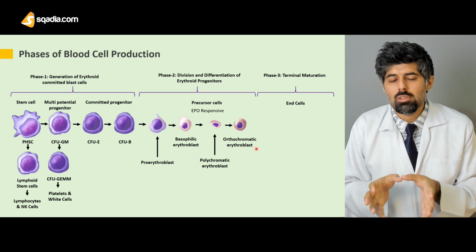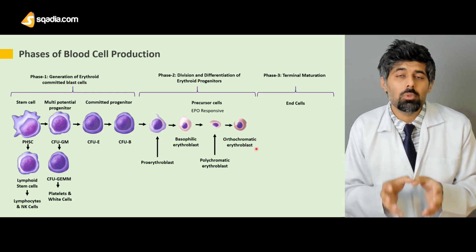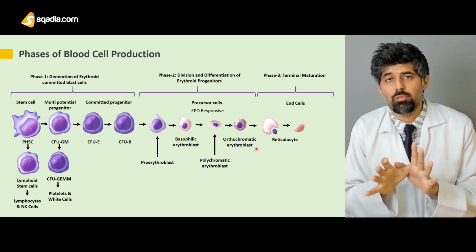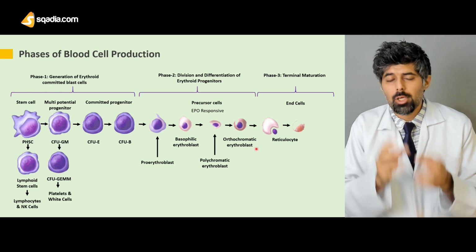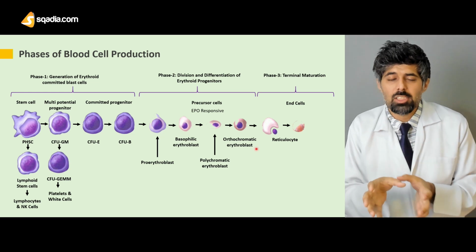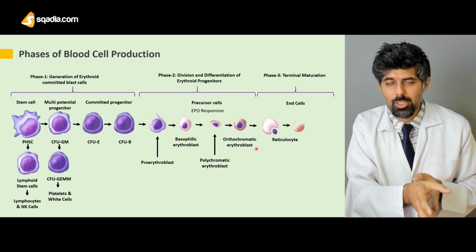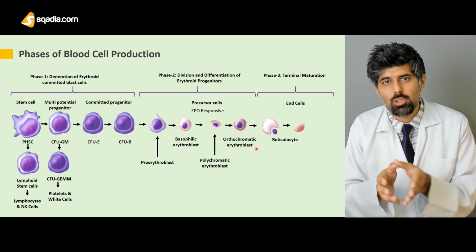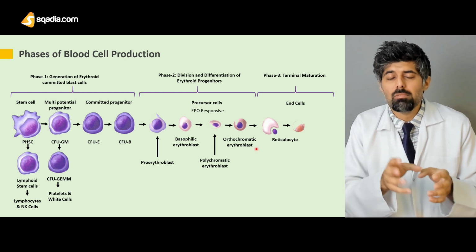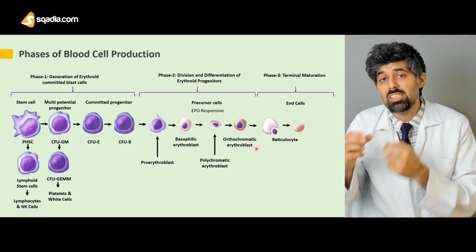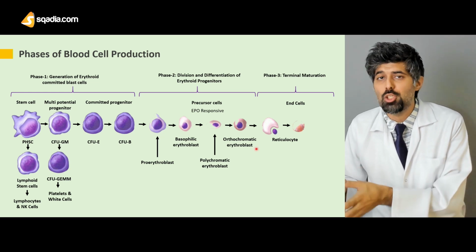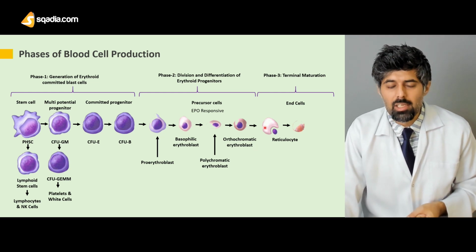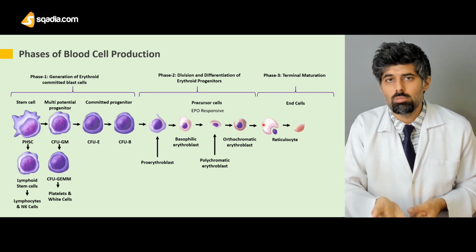Now, at phase 3, that is the terminal maturation, what happens is we have the formation of the reticulocytes. Now, reticulocytes are the end stage of phase 2 and the start of phase 3 because at this stage the progenitors have differentiated themselves enough to resemble RBCs, but they have not matured enough. Once a reticulocyte is formed, it is then released into the bloodstream.